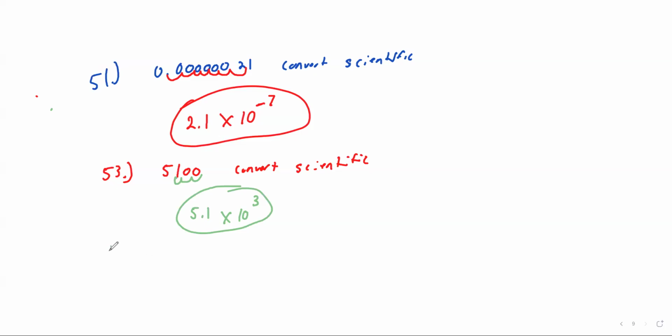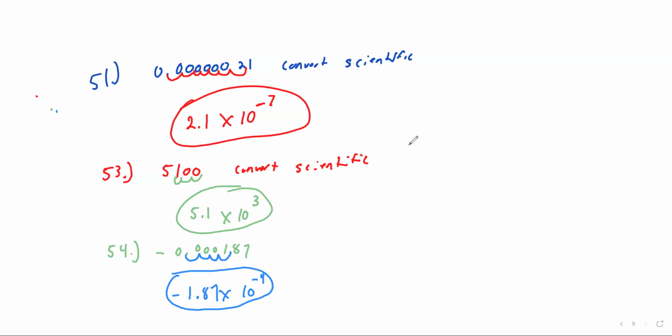Let's look at 54. 54 is negative 0.000187, and we want to convert this to scientific. Again, I'm going to take the decimal and move it until the number is between 1 and 10, positive or negative. That's 1, 2, 3, 4. So that's going to be times 10 to the 4, but it becomes negative 4, because to go back in order I need to go left. And this would be negative 1.87.